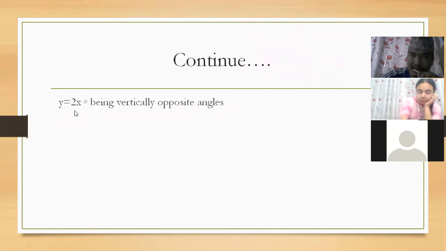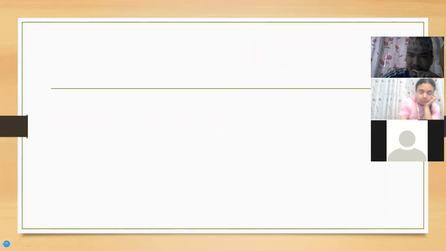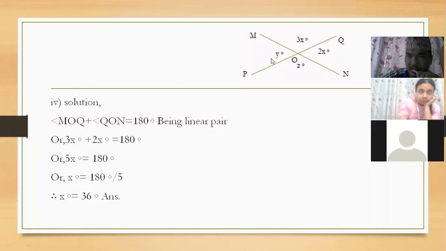And we know y and 2x are vertical opposite angles. Look here, I am going to show you the figure again. This y degree and 2x degree are vertical opposite angles, or not? They are equal. And z and 3x are also vertical opposite angles. Like this, we will find out.